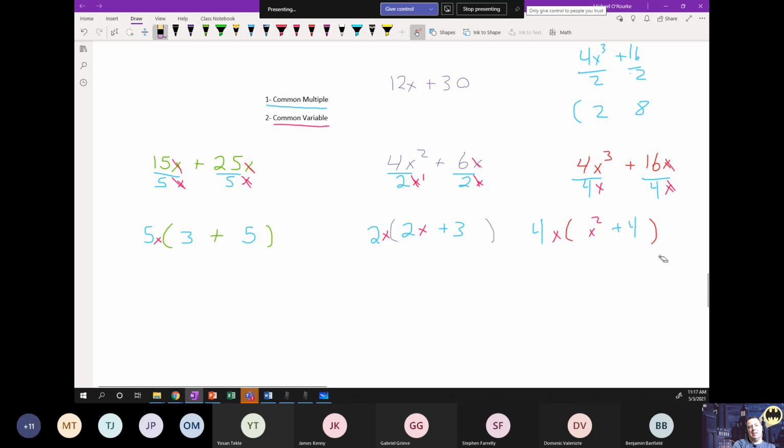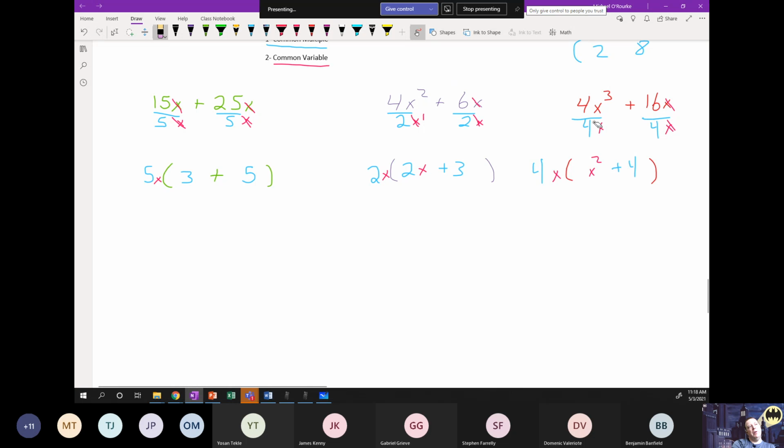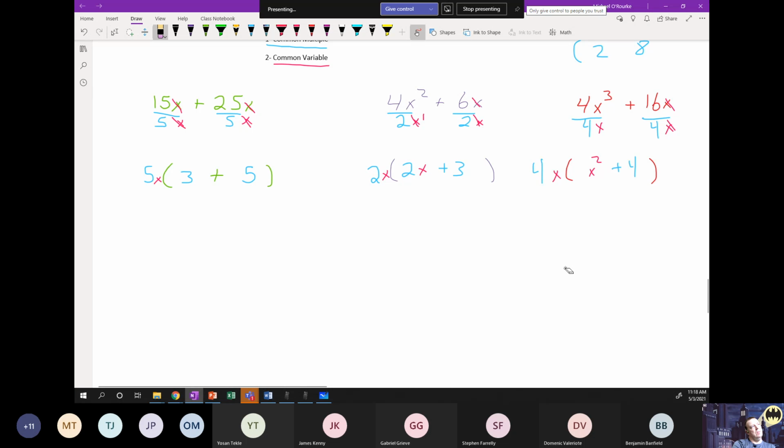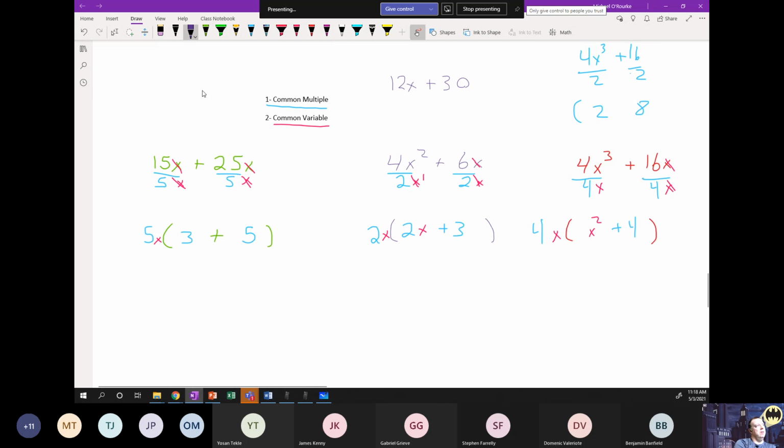How many people were able to get this exactly or understand this? Give me a yes for got it. Good. Now sometimes you might have taken 2 out of there, but you kind of understand the concept. So the number that goes on the side of the brackets is whatever the common multiple is, right? That's the number we took out. That's the common multiple we're taking out. So let me do another one down here. Let's do one that you'll run into.